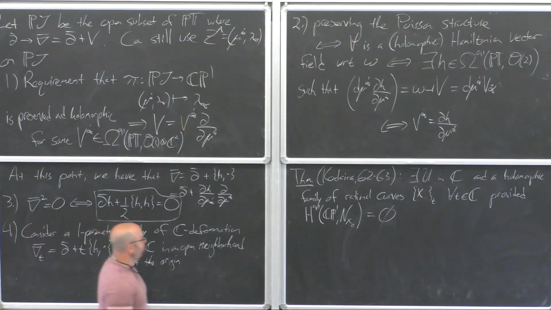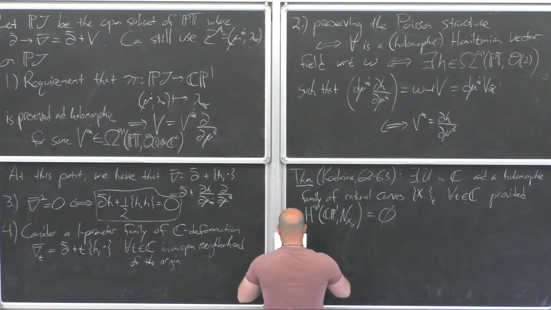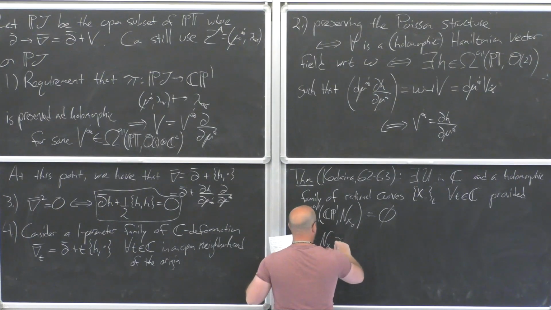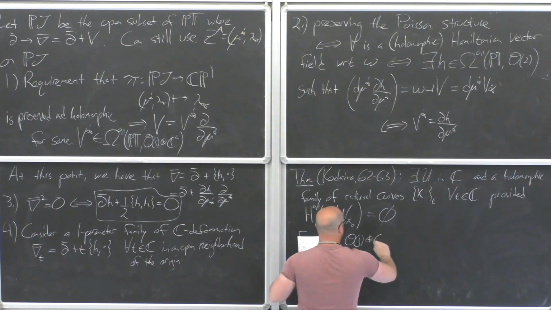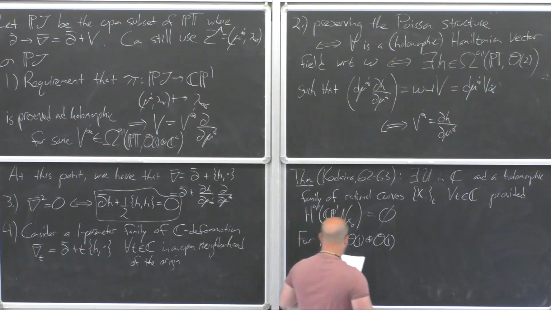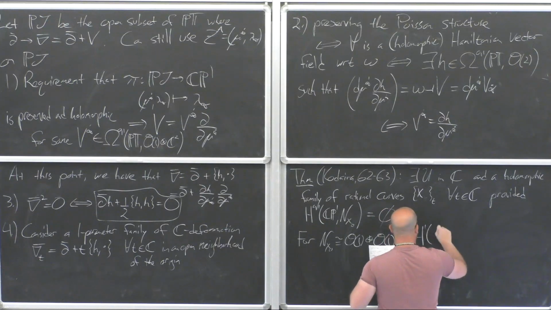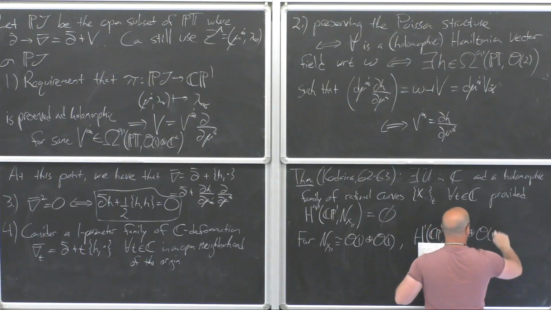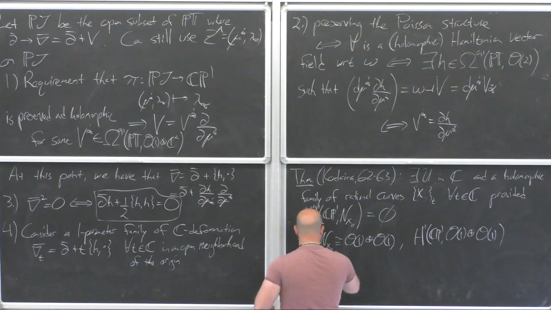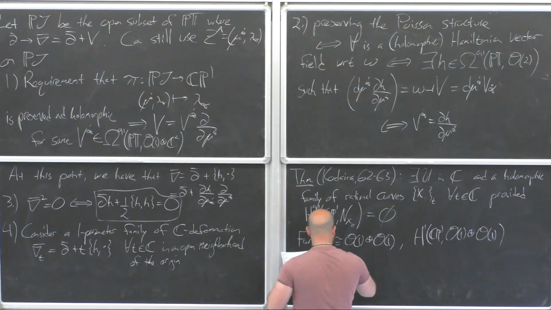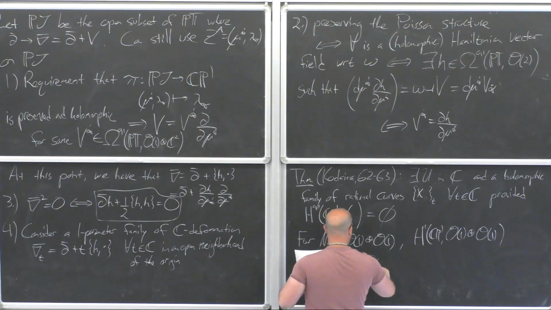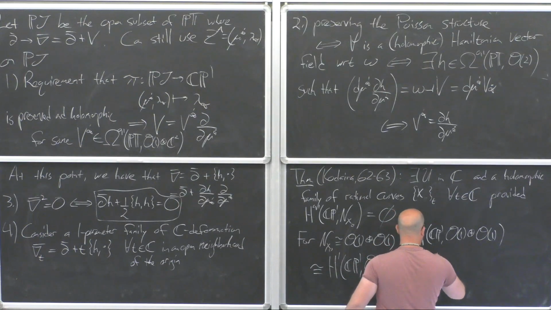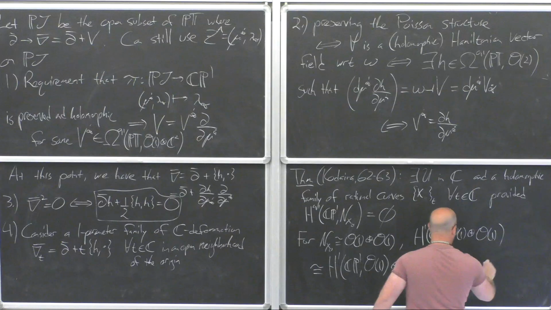Okay? Now, luckily for us, we know what this normal bundle is. This is O(1) plus O(1). And H1 over the Riemann sphere of the direct sum of some line bundles is just the direct sum of the cohomologies of those line bundles. And this is 0.